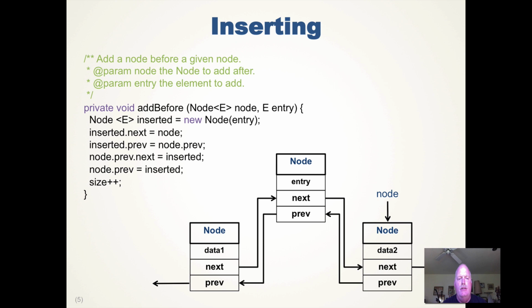Note that tricky node previous next. We are following the pointer, so the previous node's next pointer gets changed. And now we have a new node in the list, so we increment the size.